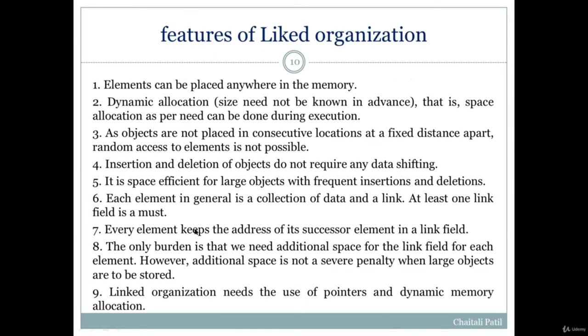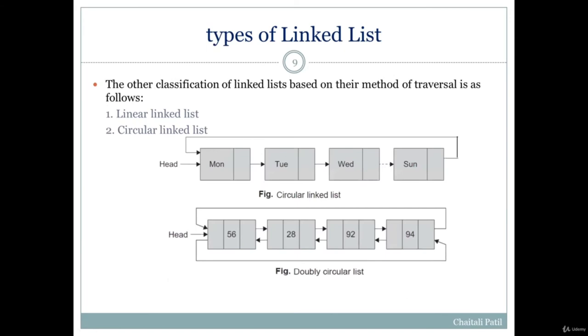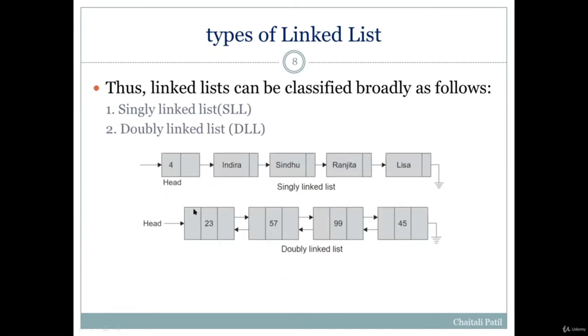So we have studied what a linked list is and what the different types of linked list are. Now we will revise the features of linked organization. In linked organization, elements can be placed anywhere in memory. For example, this is a simple example of a linked list, which we have already seen. These nodes can be placed anywhere in memory.